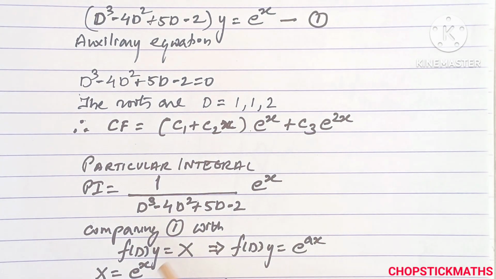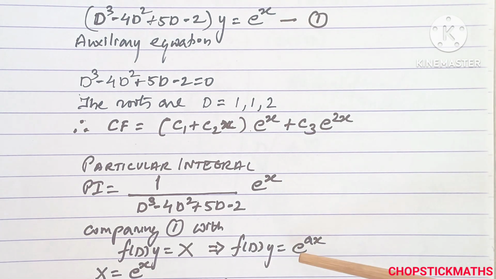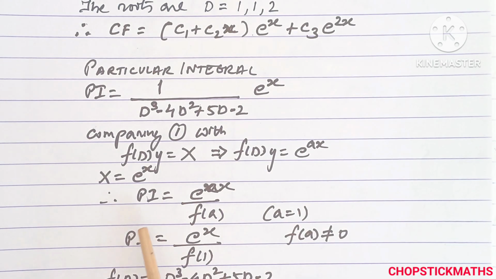Now consider this general form of differential equation f of D into y is equal to X, where X is equal to e raised to ax. That is f of D into y is equal to e raised to ax. Now our given differential equation is of this type, that is capital X is equal to e raised to ax. Therefore, its particular integral will be equal to e raised to ax upon f of a, provided f of a is not equal to 0.